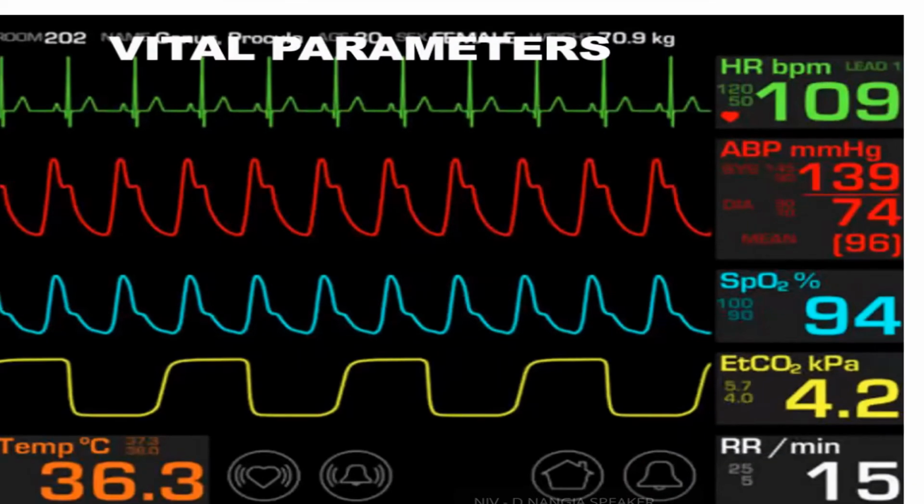We need water in our bodies. We need water for two purposes. One is to maintain the circulation, and the second is for cellular metabolism.